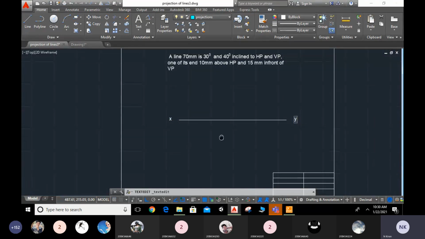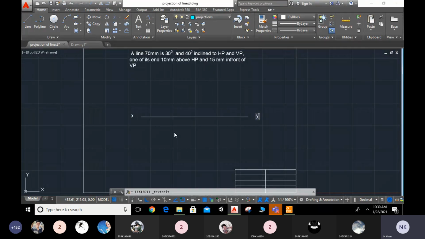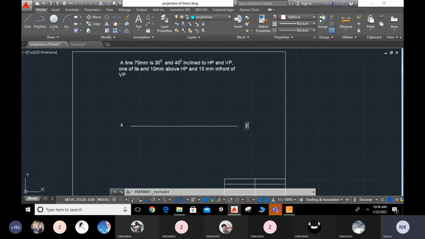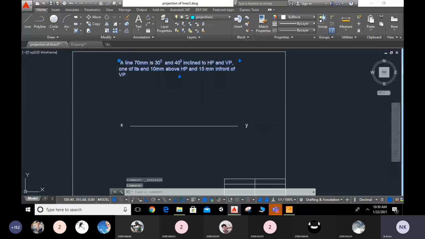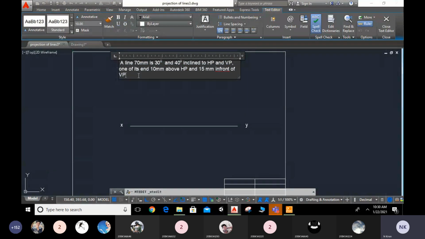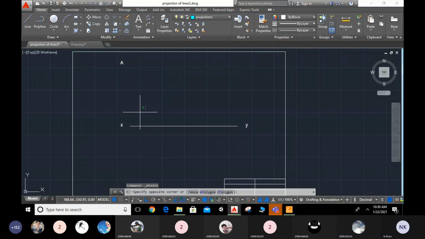Now see, as the question says, what is the type of the plane they have given? A hexagonal plane. And is it parallel to HP or VP? Parallel to HP, sir, with one of its corners.